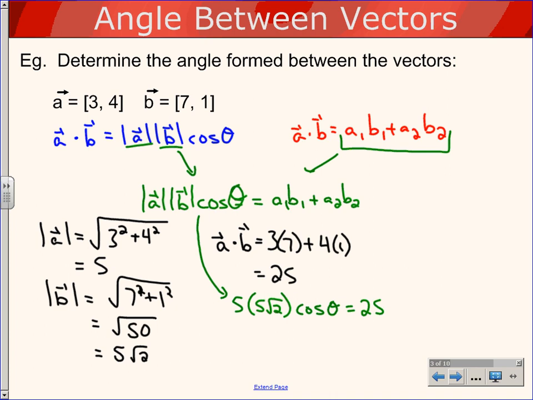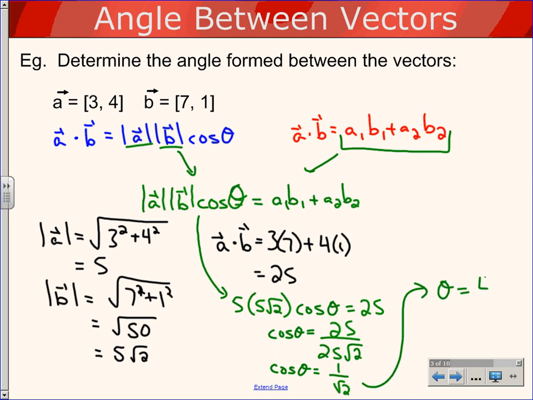And we're trying to find cos theta. So cos theta, 25 on the top. I'll divide by everything that was on the left there. 5 times 5 root 2, which is just 25 root 2. 25's cancel. And you get 1 over root 2, which is actually one of our special angles. So you could use your calculator, and do cos inverse, but you might actually remember that's one of the special ones. Theta is 45 degrees. Or if you're still in advanced functions mode, theta is pi over 4, if you're remembering your special angles that way.